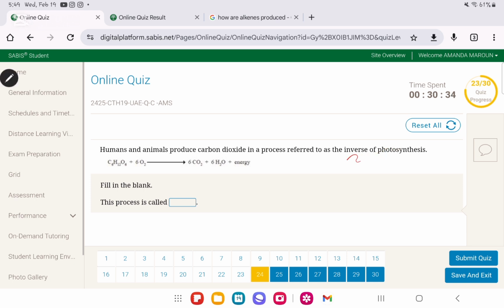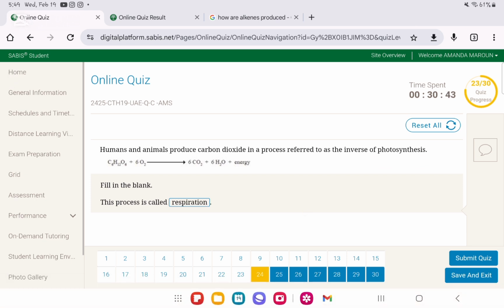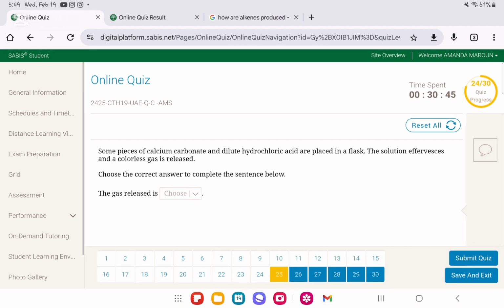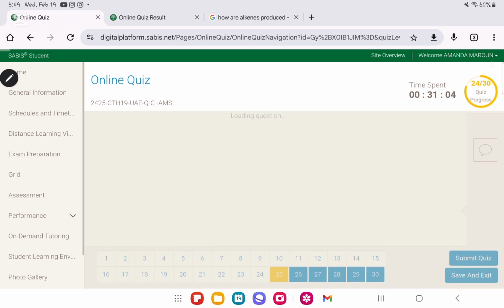Directly, when you see the inverse of photosynthesis, you are going to put respiration. Number 25. Some pieces of calcium carbonate and dilute hydrochloric acid are placed in a flask. The solution effervesces, so there is a gas released, and since it's calcium carbonate, this gas is CO2, and the colorless gas, which is more proof that it's CO2, is released, so the gas is carbon dioxide.